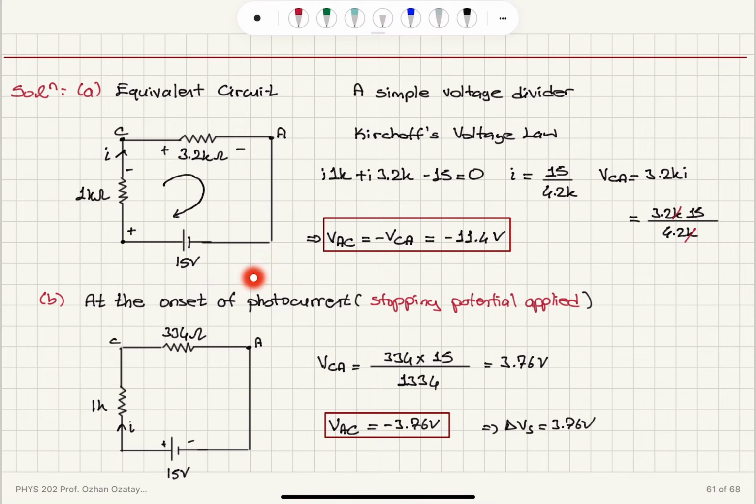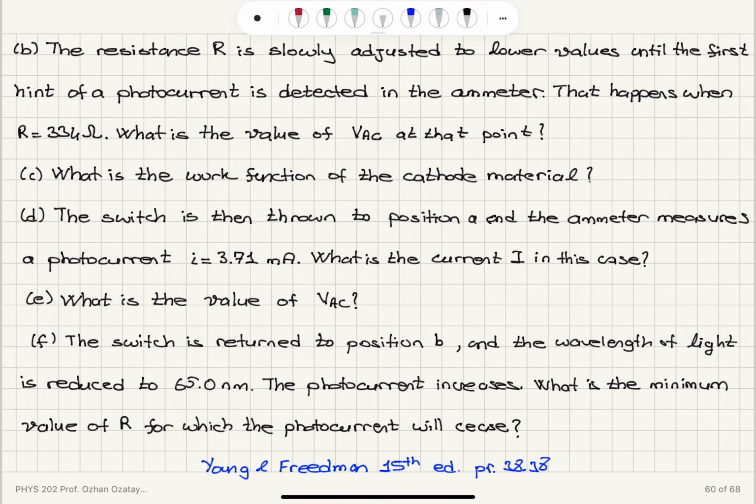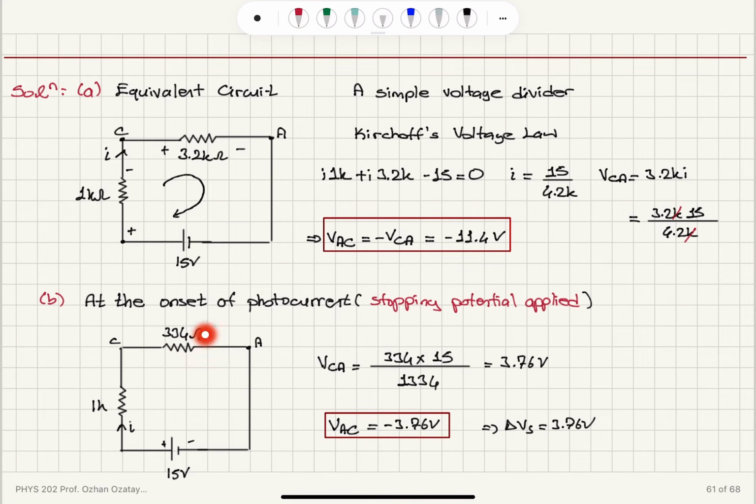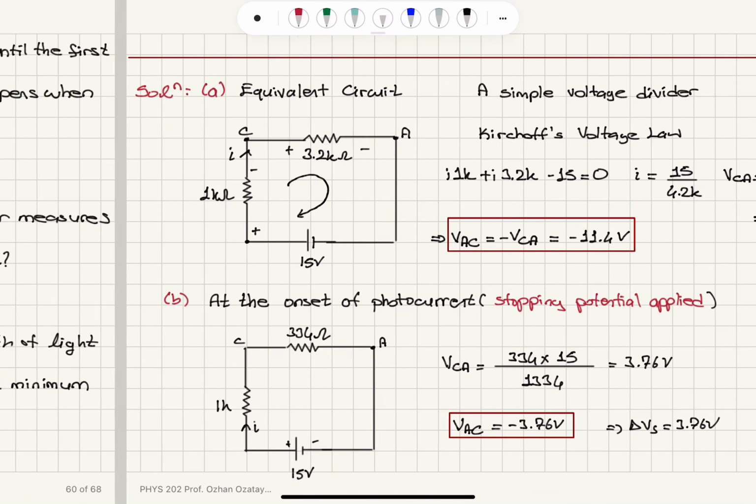At the onset of photocurrent in part B, we were given that the resistance is 334 ohms, so we adjust the potentiometer until we see a photocurrent. At the onset, the photocurrent is negligible, so we can calculate VAC using our voltage divider again. 15 times 334 divided by the total resistance gives 3.76 volts as VCA. VAC is minus 3.76 volts, which gives us a stopping potential of 3.76 volts.